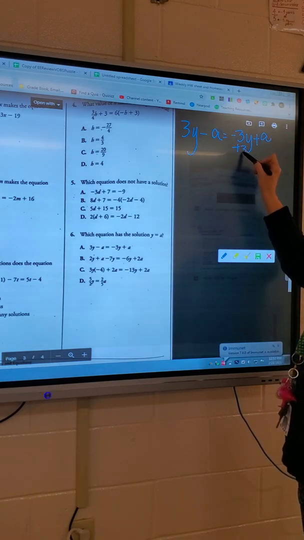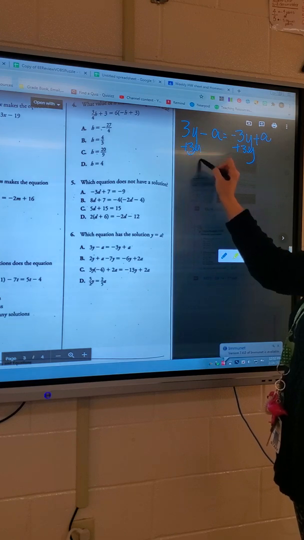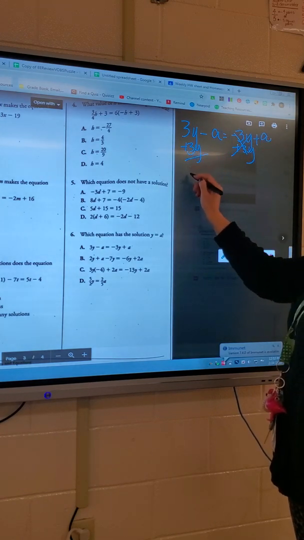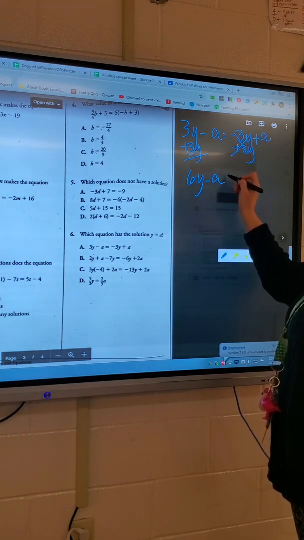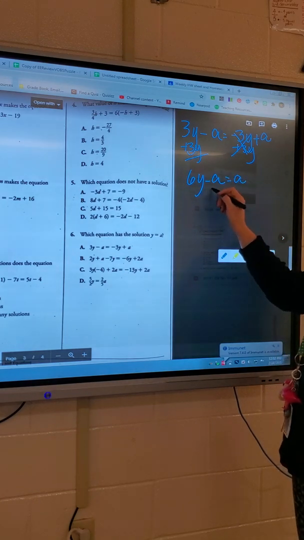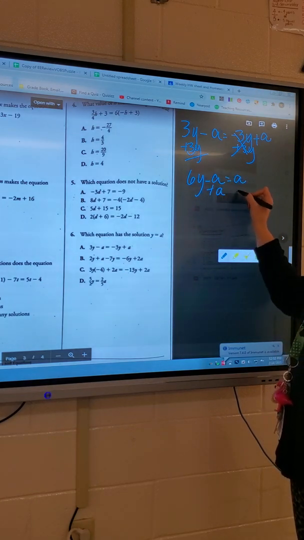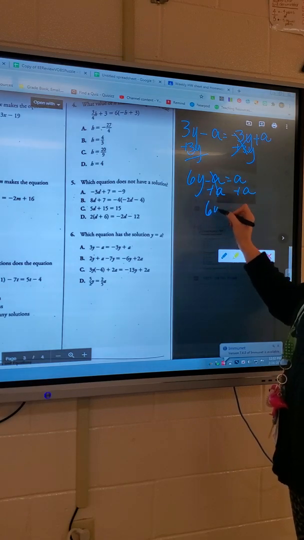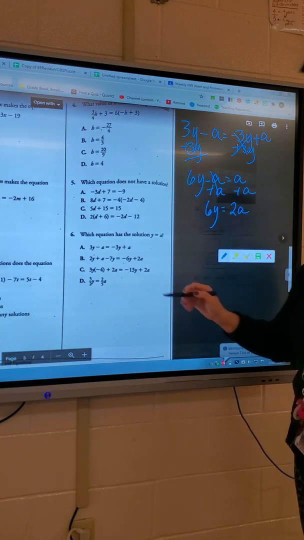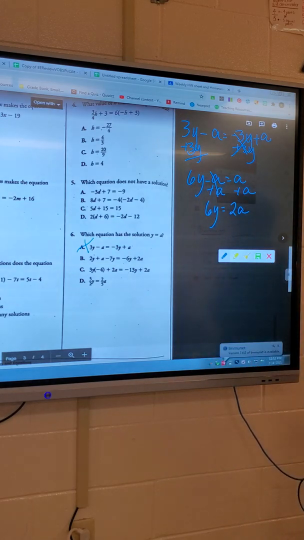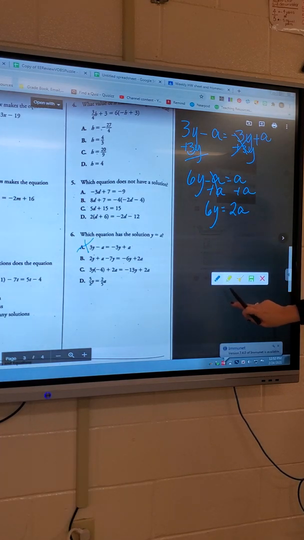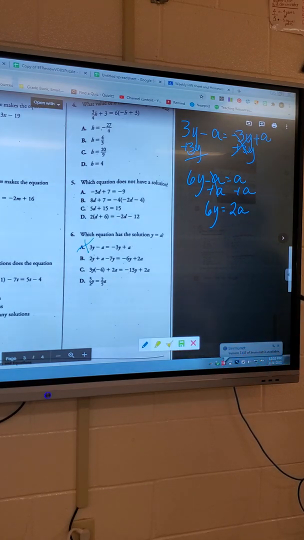I'm going to add this to both sides. That's 6y minus a equals a. Add a to both sides: 6y equals 2a. So it's not that one. Does everybody see what I did? Talk to me. I'm moving kind of fast, I know, and slow me down if you need to. All right, that's answer choice A.